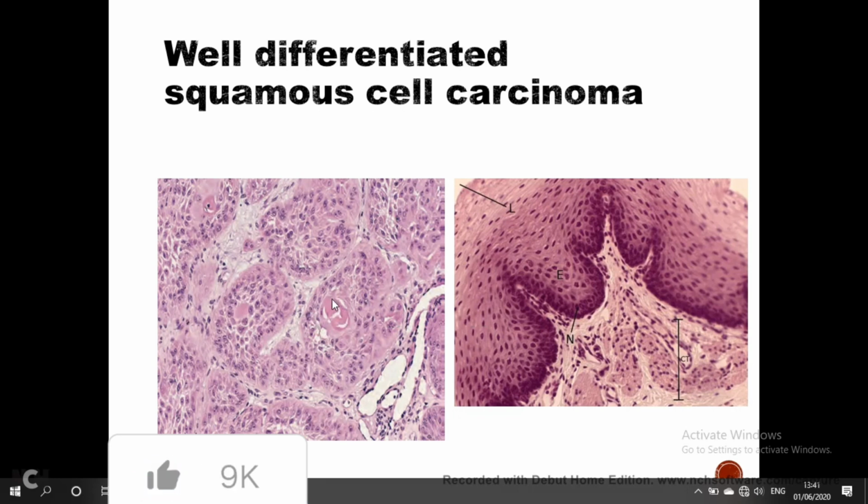This keratin pearl formation is very important. This is the identification point of a well differentiated squamous cell carcinoma.